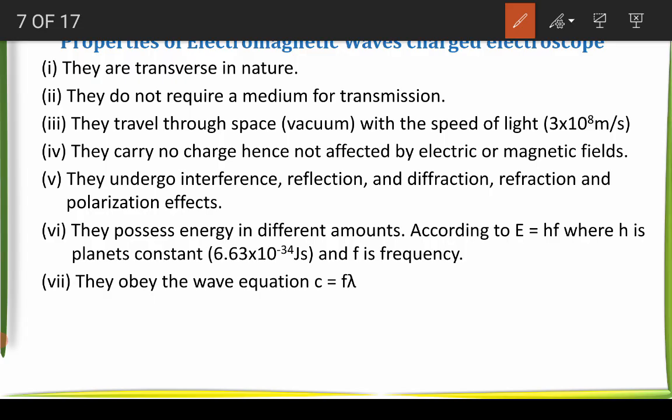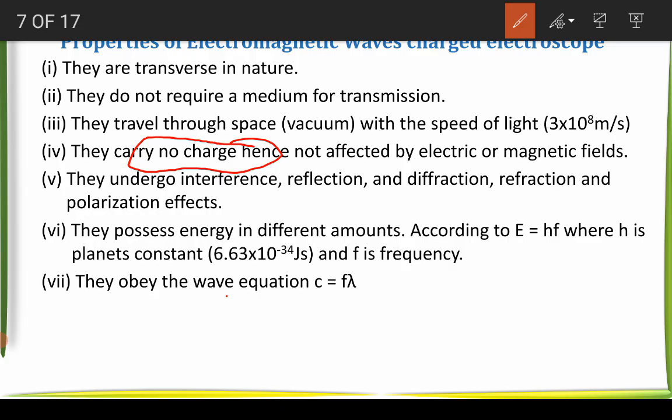Apart from that, they are also said to carry no charge. So they are not charged. And therefore they are not affected by electric or magnetic fields.